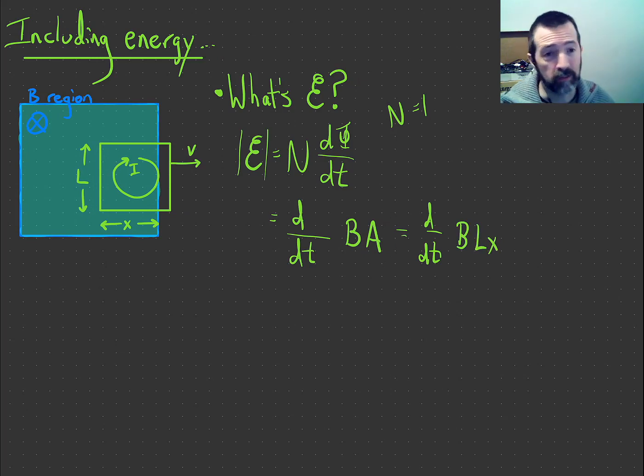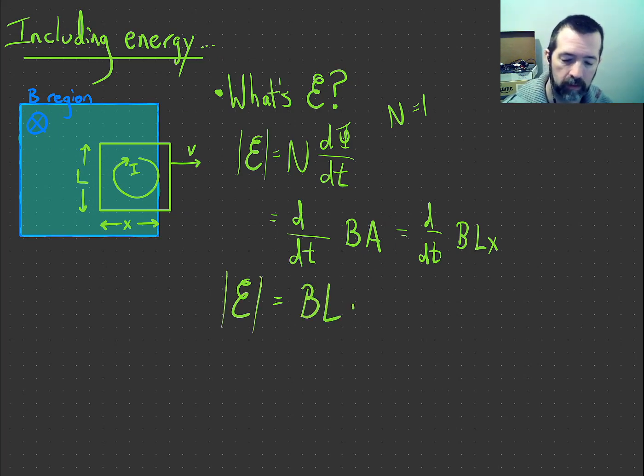B is constant with respect to time, and L is also constant with respect to time. But X isn't, because X represents the amount of the loop that is inside the field. So what is d/dt of that X? That would be the velocity v. So the EMF is going to be equal to BLv.